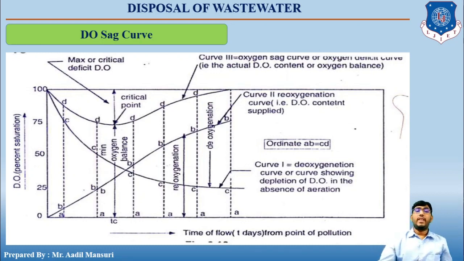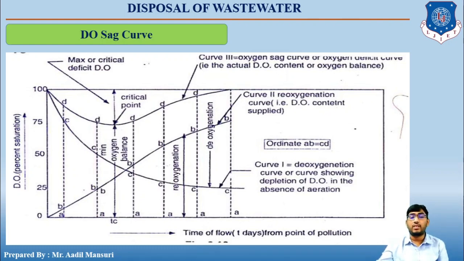Now the next curve, curve 2, is the reoxygenation curve, that is, DO content supplied. The oxygen which is consumed by the bacteria in oxidation of organic matter is replenished from the atmosphere, and this process is known as the reoxygenation process. The rate at which oxygen is supplied by the atmosphere to the polluted water depends on different factors, like velocity of the stream and the resulting turbulence created. The more the velocity, the more the reoxygenation rate. Second is the depth of the receiving water. The lesser the depth, the more the rate of reoxygenation. Then temperature of water: the rate of reoxygenation decreases with increase in temperature. And then the saturation deficit, or the oxygen deficit below the saturation value.